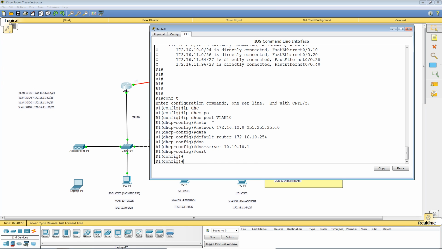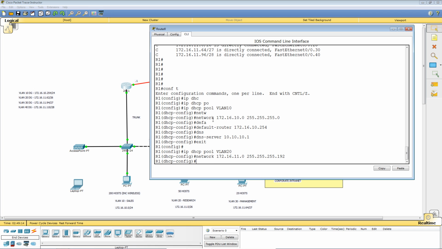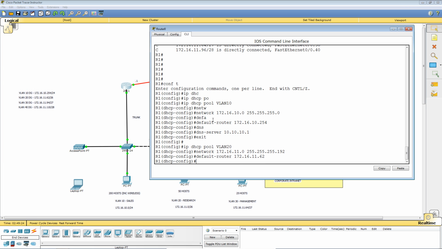Let's just do those a lot quicker now. VLAN 20. Subnet is 172.16.11.0 with a mask of /26, which is 192, with a default router of 11.62 and a DNS server. Luckily that doesn't change at all.